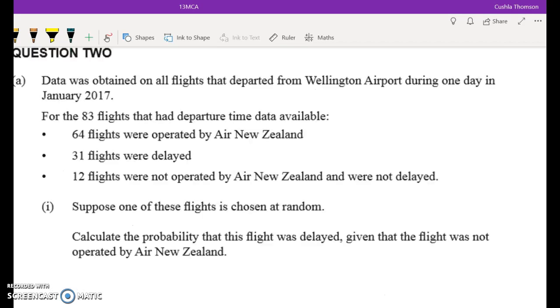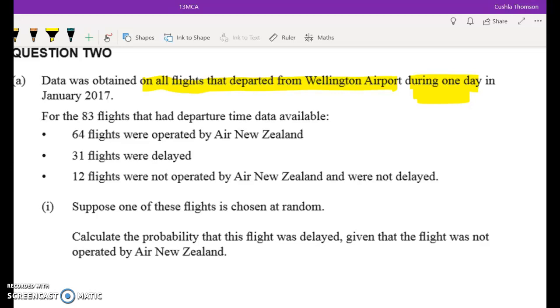So this one starts out like this. We've been given data on all flights that departed from Wellington Airport during one day in January 2017. As usual with these questions, it's really important that you read that slowly because this is going to be a key part of the merit question in here.